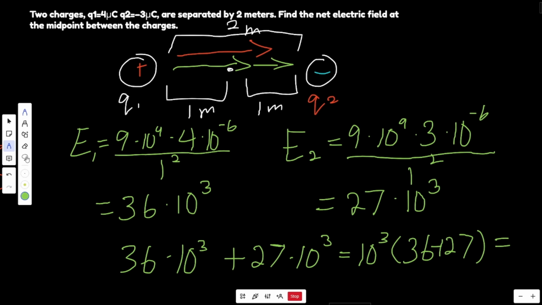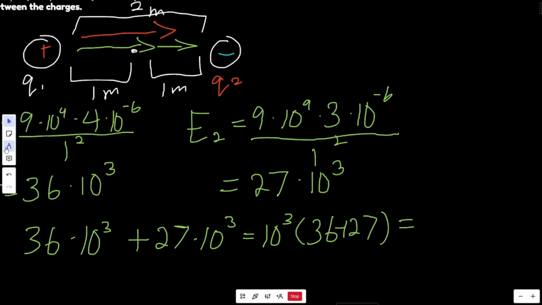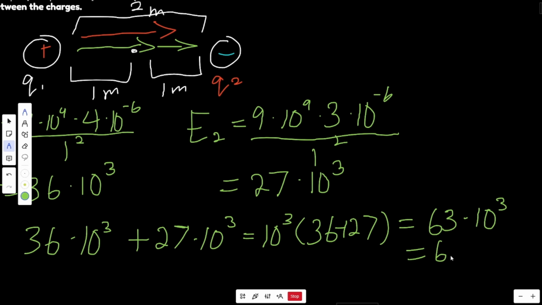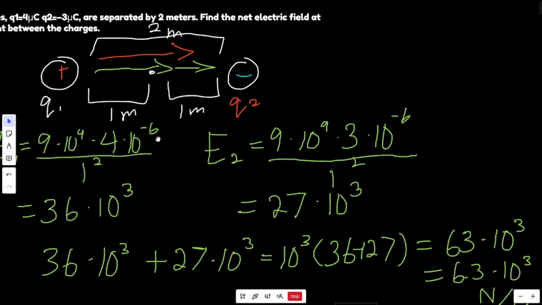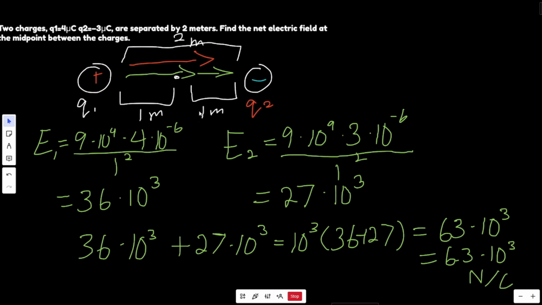And hold on, let me just move the screen. Our final answer is going to be equal to 63 times 10 to the power of 3, or 6.3 times 10 to the power of 3 newtons per coulomb. And that is our final answer. So again, we combined the fields because they're going in the same direction. However, had they been going in opposite directions, we would need to subtract.